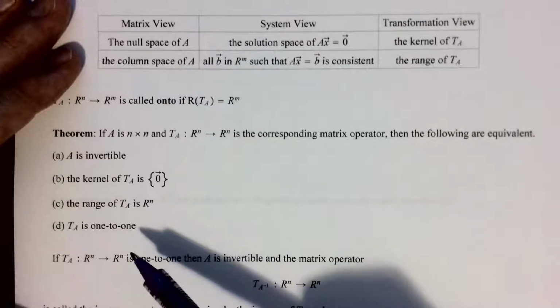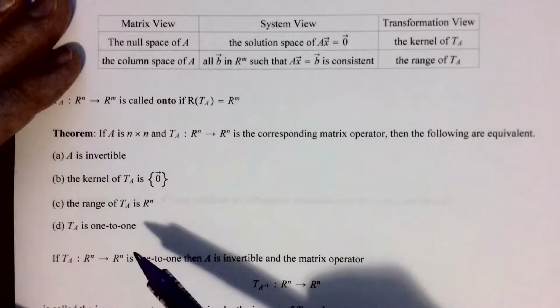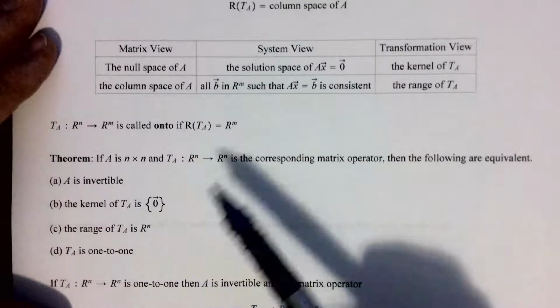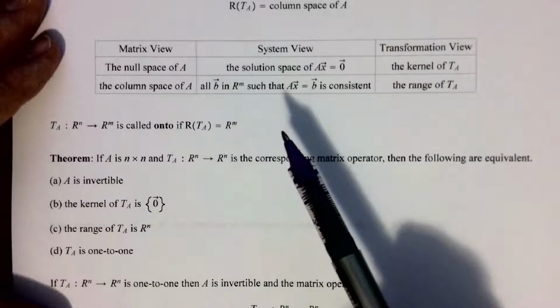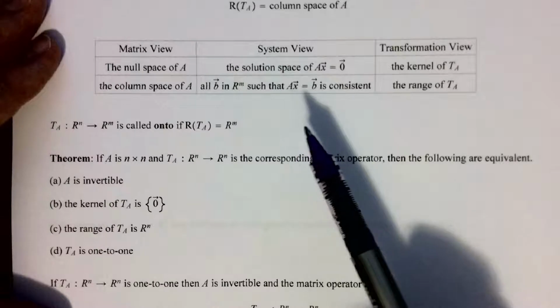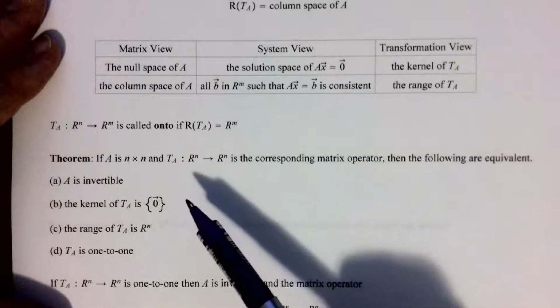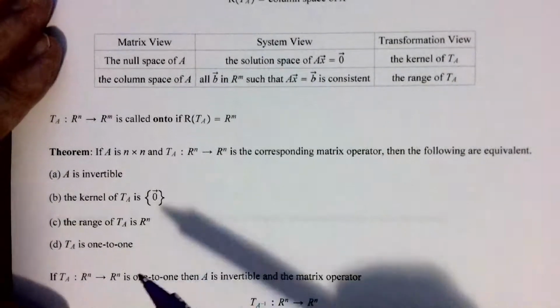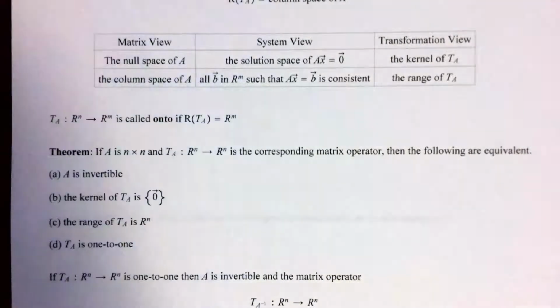And then TA is 1 to 1, and that's what we talked about up here. That's true because, remember, if A is invertible, then there is exactly one solution to AX equals B for every B in n space in this case. Those are equivalent statements.